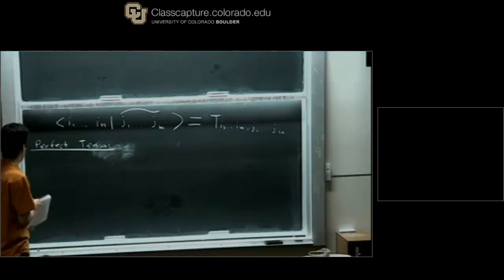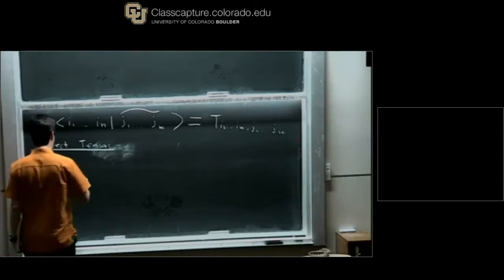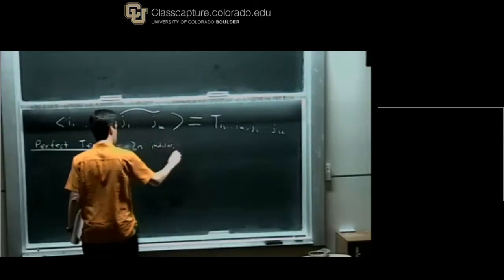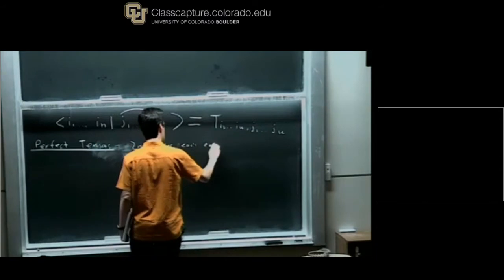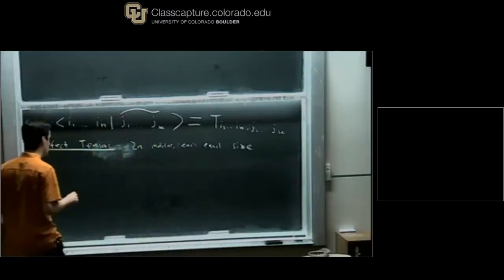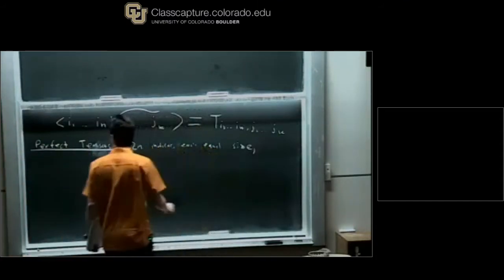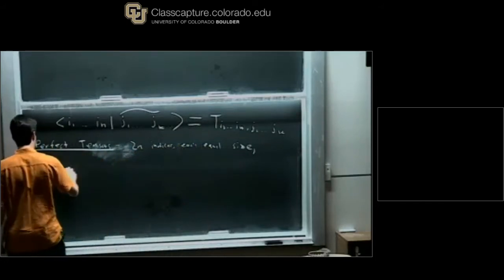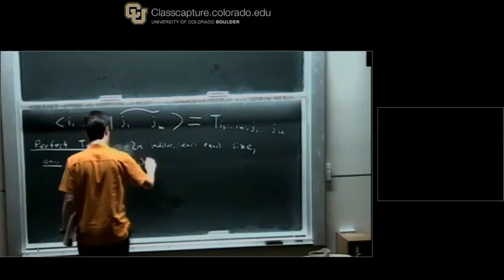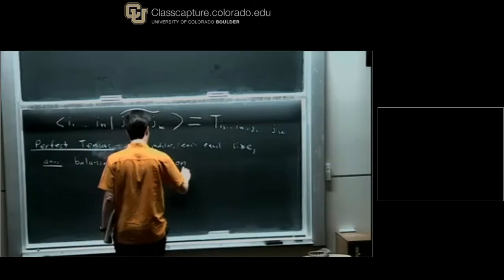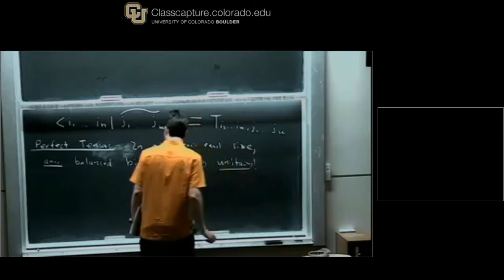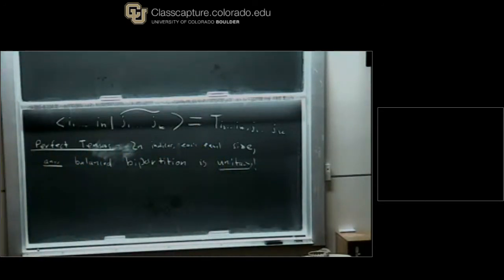Okay, so a perfect tensor is a tensor with 2n indices, each equal size. So in the example that I'm interested in, each index will be 0 or 1. And then it has the property that any balanced bipartition is unitary. So that's a rather surprising property for a tensor to have.